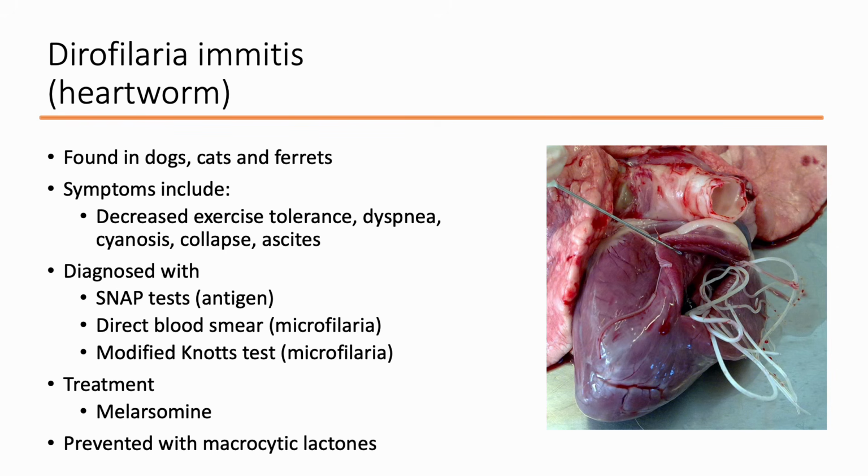Treatment for heartworm disease is a set of injections of melarsomine. This is an arsenic derivative that's given into the epaxial muscles. And most easily, we can prevent heartworm disease by putting a patient on a macrocyclic lactone, and I'm going to talk about the macrocyclic lactones next.